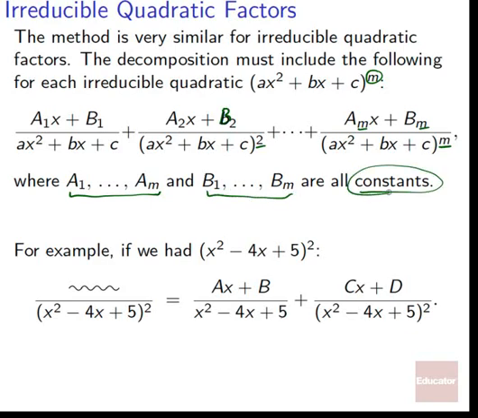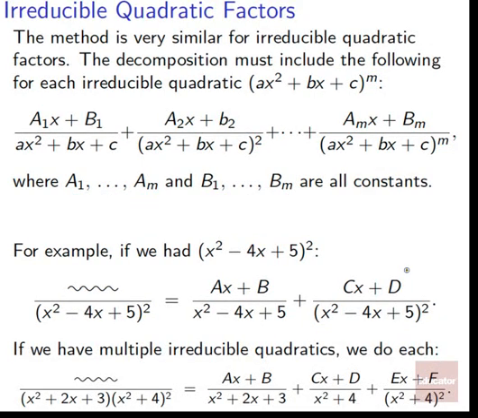For example, if we had x squared minus 4x plus 5 squared on our bottom, then we've got some stuff, doesn't really matter right now, x squared minus 4x plus 5 squared, so we're going to have this happen twice. First one will be just to the 1, second time it will be squared, and on the top it's going to be ax plus b and cx plus d. So a, b, c, d, these are all just constants, we'll deal with them later.